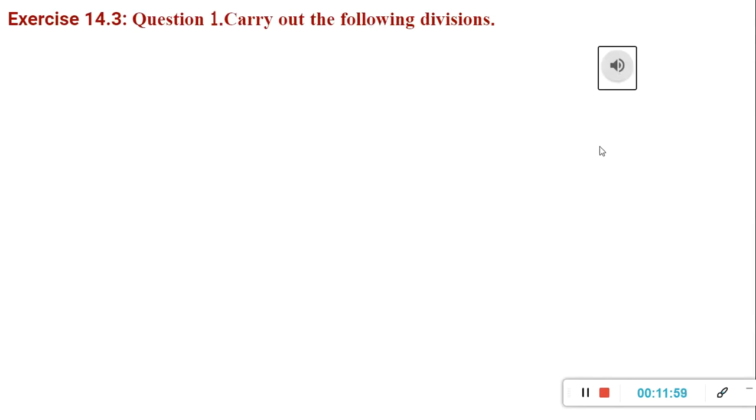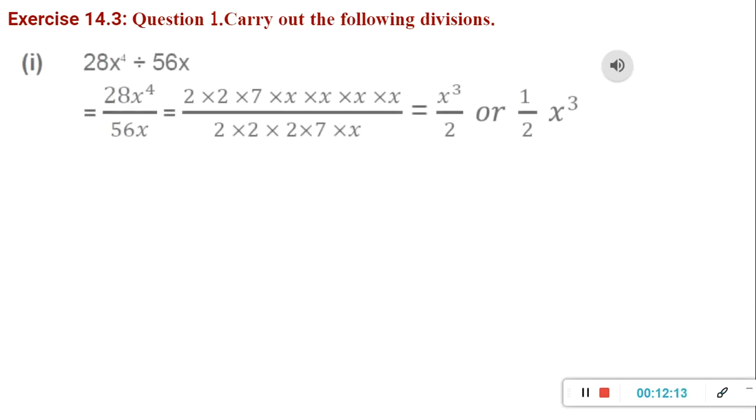Now let's start question number 1 of exercise 14.3. The question is, carry out the following divisions. Here the first question is related to monomial by monomial. Okay. So the first question is 28x raised to 4 divided by 56x.